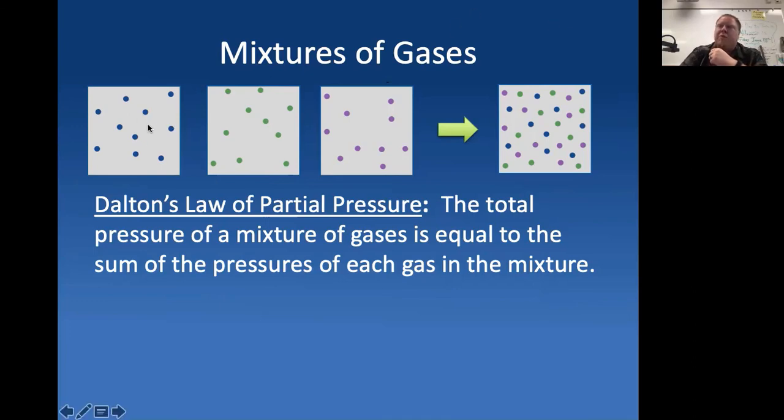So again, if this pushes 5 and this pushes 5 and this pushes 7, you can add them up. And so when they're all together, they're pushing 5 plus 5 plus 7, 17. Okay. Questions on this? All right. Last slide.